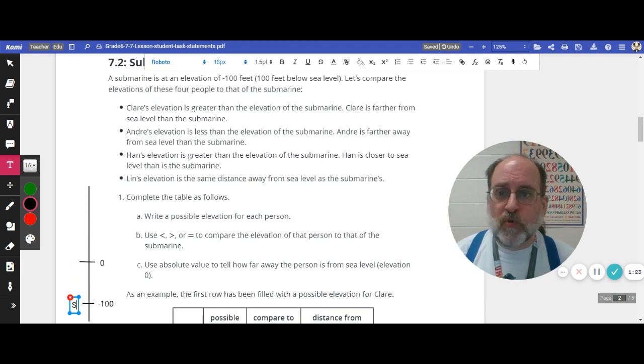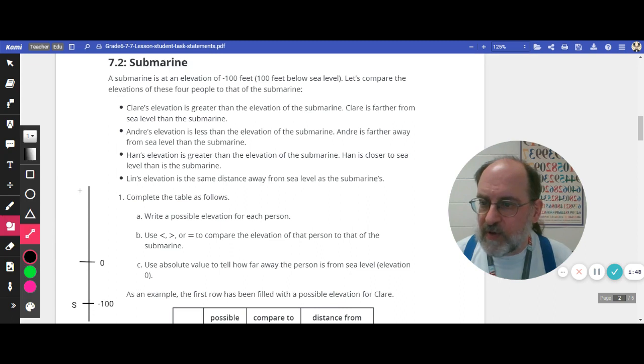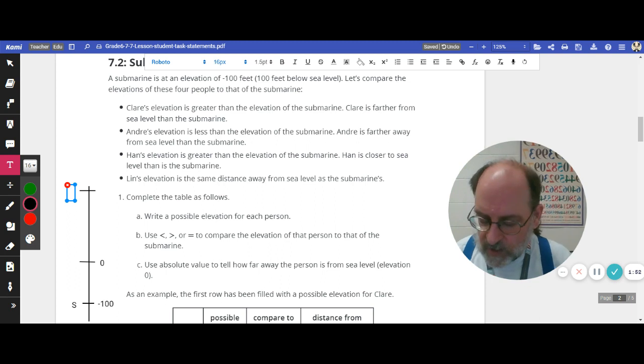Claire's elevation is greater than the elevation of the submarine. So Claire is above the submarine, and she is further from sea level than the submarine. So Claire can't be anywhere here because she has to be further away from sea level. So she has to be higher than the submarine, and she has to be further away. So I might put something all the way up here. This is where Claire is.